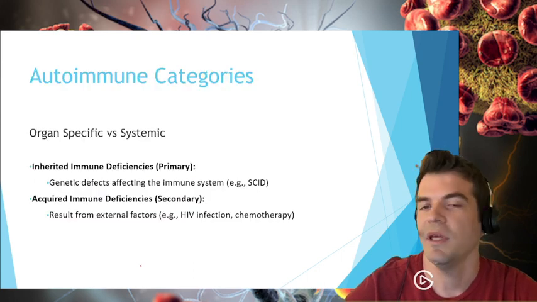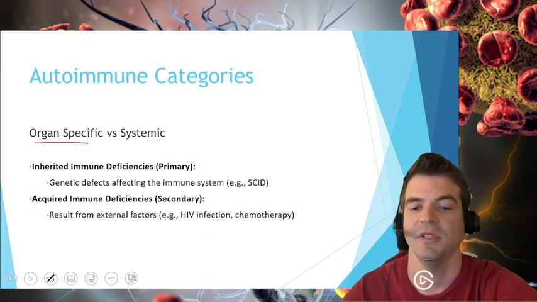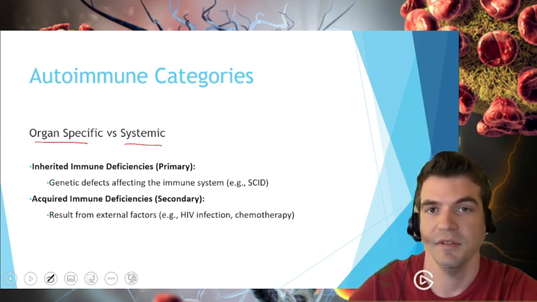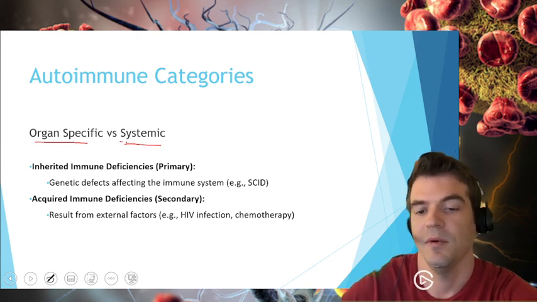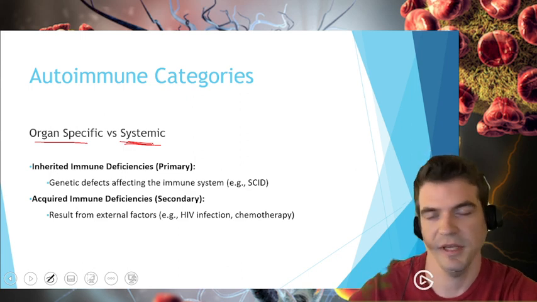We can categorize these disorders in a couple of ways. We can say organ specific or systemic. Organ specific would be a disorder in one specific organ, whereas systemic would be everywhere. These kind of manifest on the skin in that way.